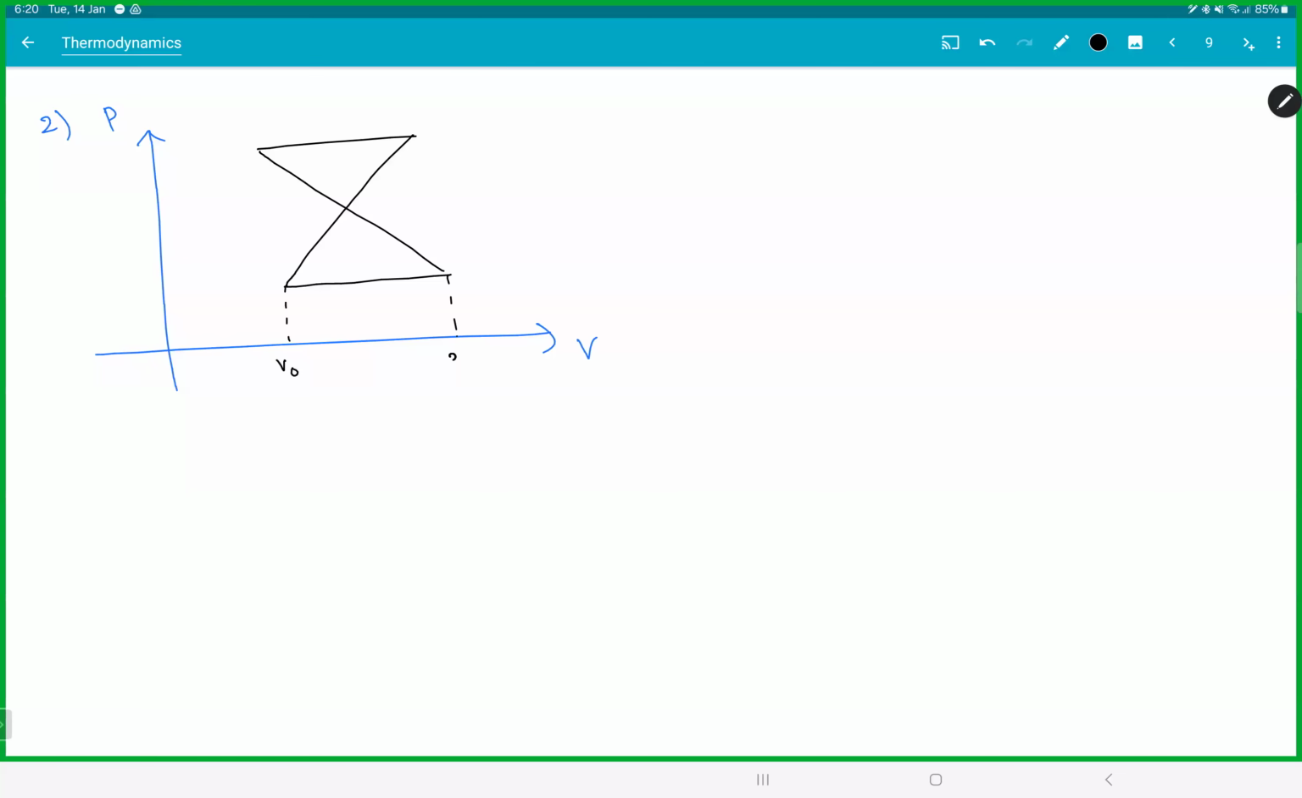V naught, 3V naught, 2V naught, P naught, 3P naught, 2P naught. This is A, B, C is this, D, E, then back and back. So you're getting how it is like an 8 shape.